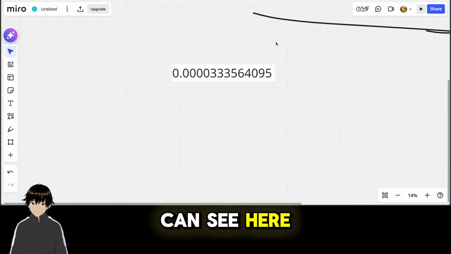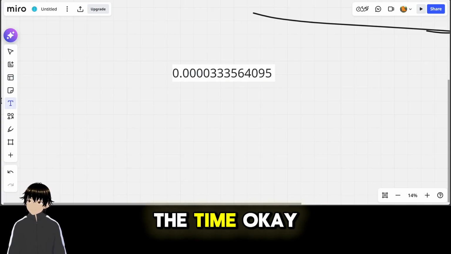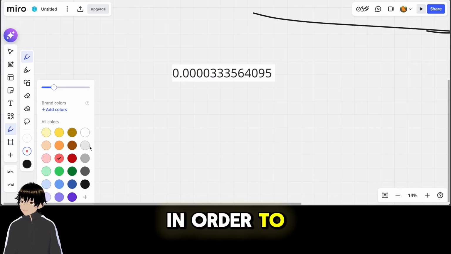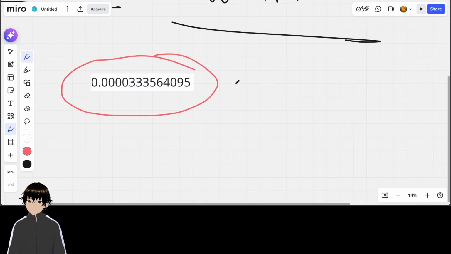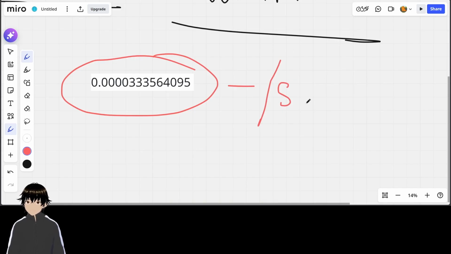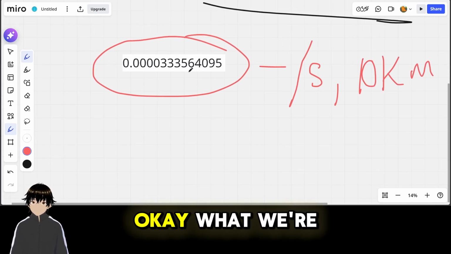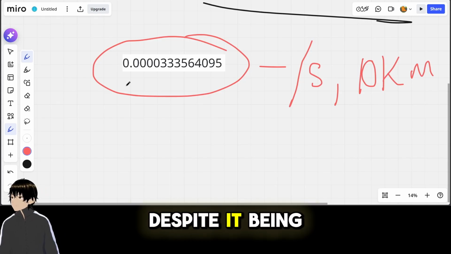So, if you can see here, this is apparently the time in seconds it takes for light to travel, okay, 10 kilometers. So this is basically what we're going to work with. This is a pretty big number, despite it being very small, okay?